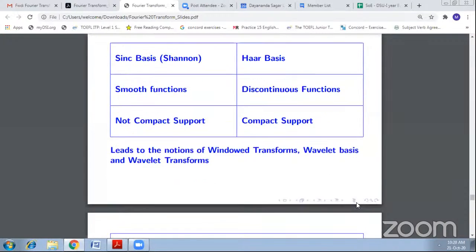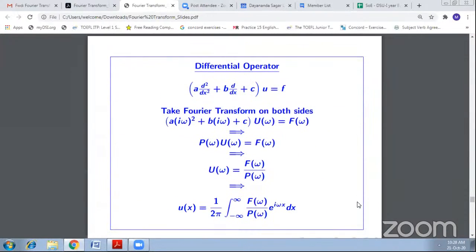The last topic I will discuss, very quickly, is differential operators. If you have a differential operator, like a second order differential equation, you can take the Fourier transform. This is the original Euler's idea. The equation now becomes this in the transformed version, which can be easily solved algebraically, then inverted to get the solution. This is the original idea of Euler introducing integral transforms.